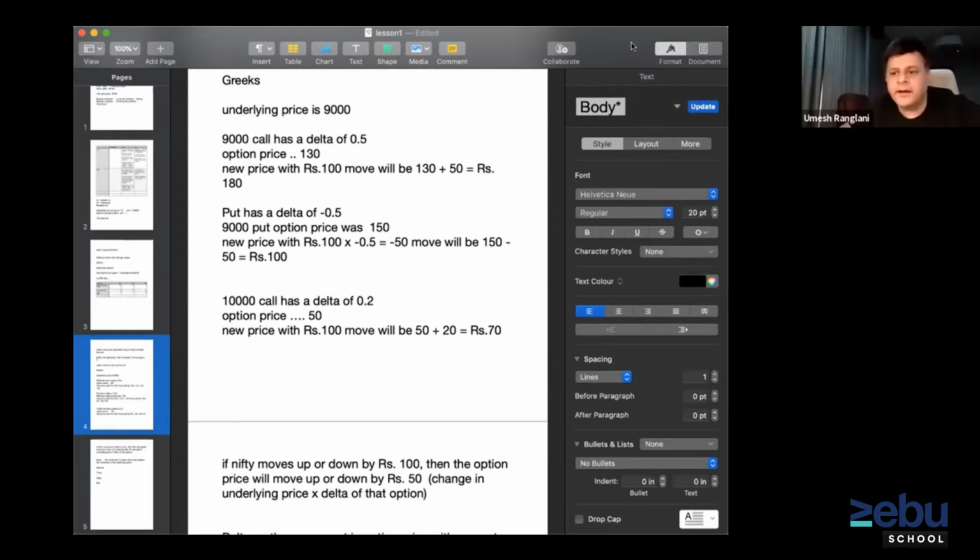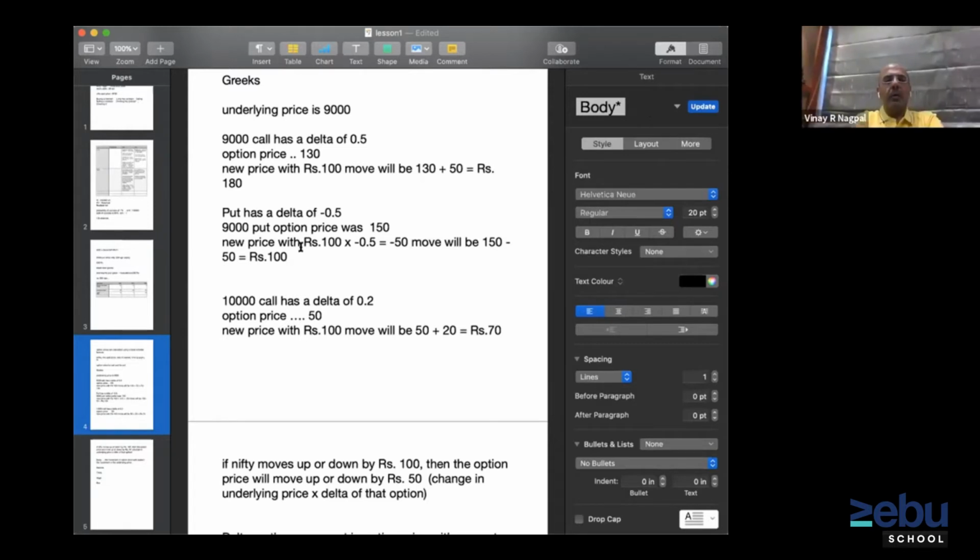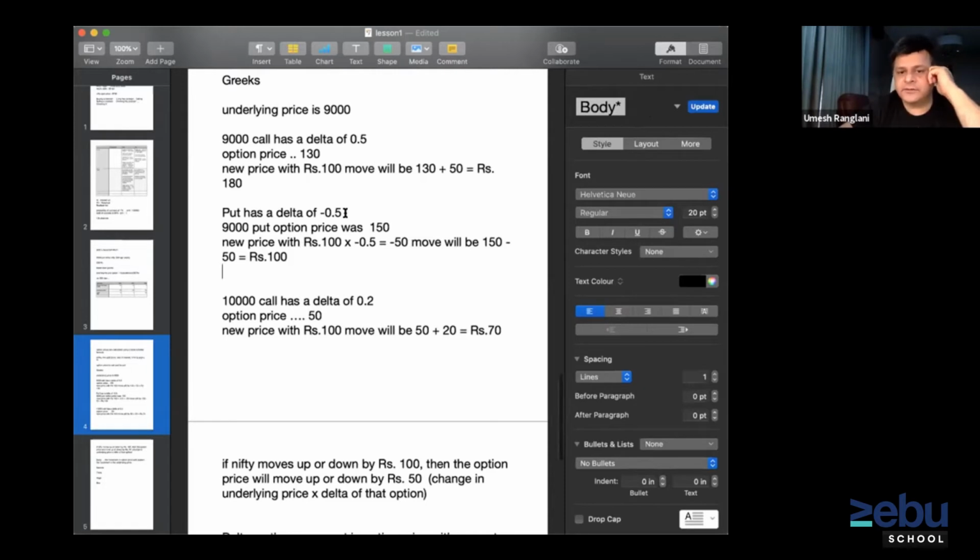Is it better now? A little better. Okay, I've changed my Wi-Fi connection. So now we got this. Yes. Put ka opposite, seedha minus. Yeah, it is good. Delta is minus 0.5. Okay.